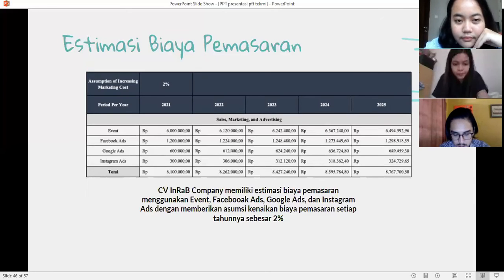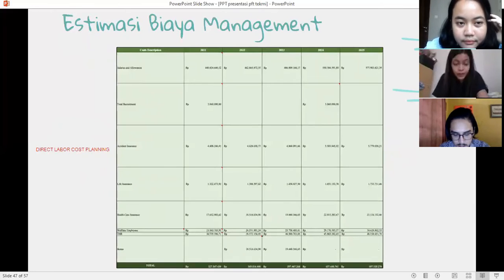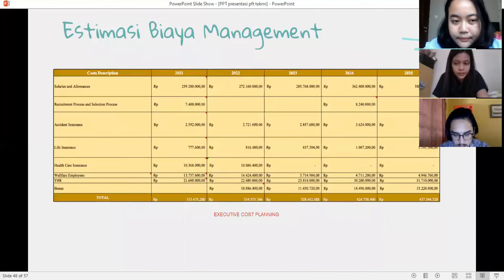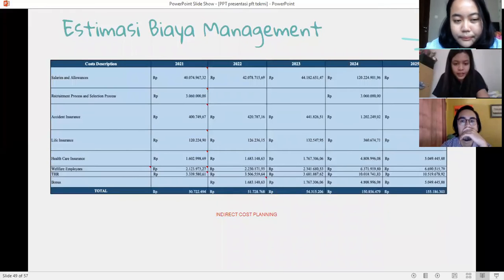Next. This slide is about management cost estimation that consists of three main topics. The first one is the direct labor cost planning. Next, and here is the executive cost planning. Next, and the last topic is about indirect cost planning. Next.